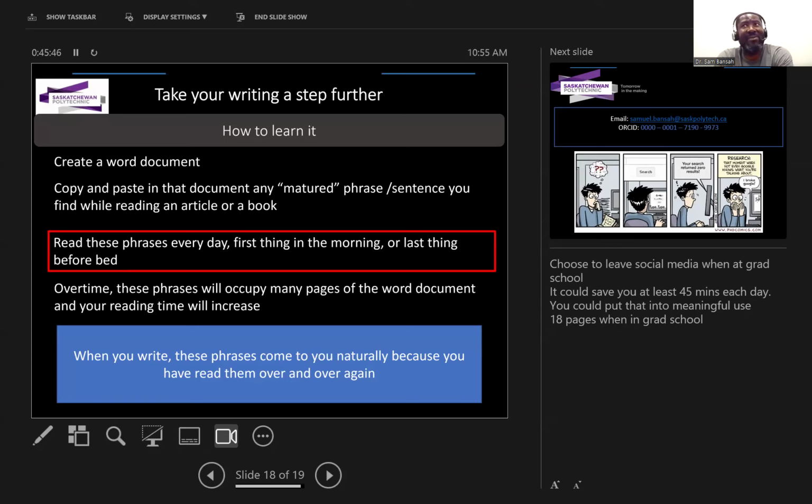I can bet you, when you read these phrases over and over again, and you are writing and you write them, yours may even be better than what you had read. It doesn't have to exactly be what you read.